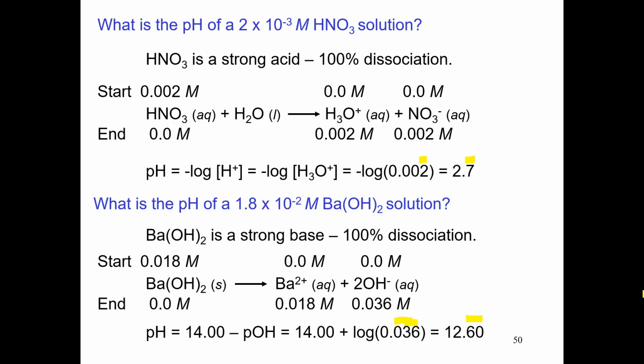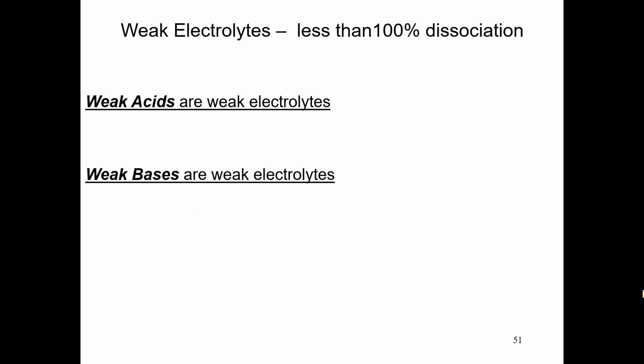Okay, time to start winding down. What about weak acids? Well, weak acids and weak bases are weak electrolytes. In other words, substances that undergo less than 100% dissociation. Just a fraction of the molecules will actually ionize in water.